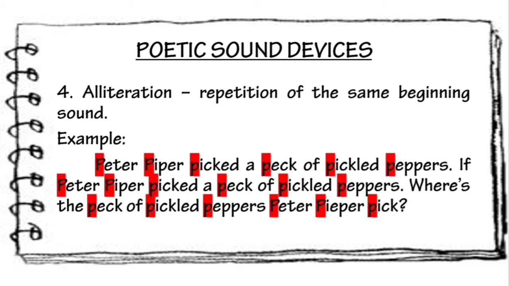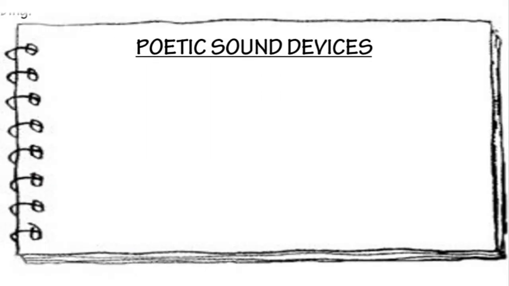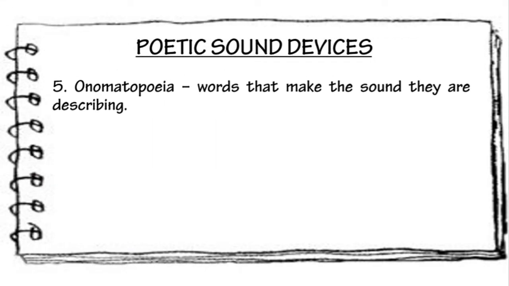So in the example, you can definitely hear the alliteration because almost every word starts with a p sound. And onto our last poetic sound device, onomatopoeia. These are the words that make the sound they are describing. Here is an example.